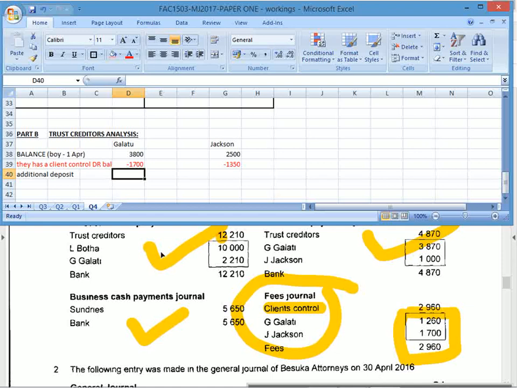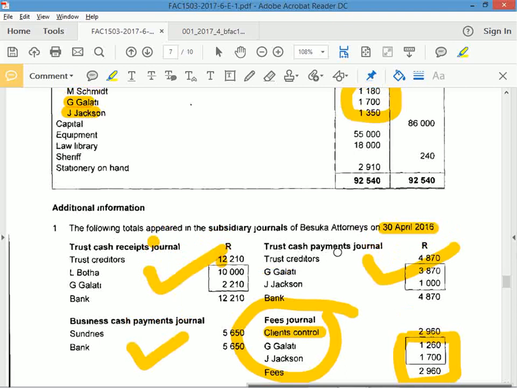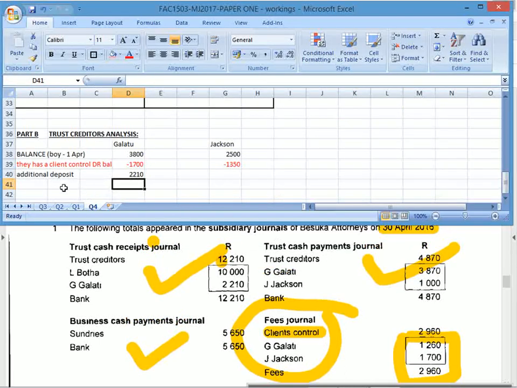Okay, so B we're not looking at. We're only looking at Jackson and Galatu. So 2210, additional deposit. That means they are owed more. Right, then you've got trust cash payments. If it's the trust cash payments, they're paying. Trust payments will reduce this, so minus 3870, and Jackson minus 1000. Okay, they're payments, trust payments. Right, business CPJ doesn't affect it, and then the fees journal does affect it.